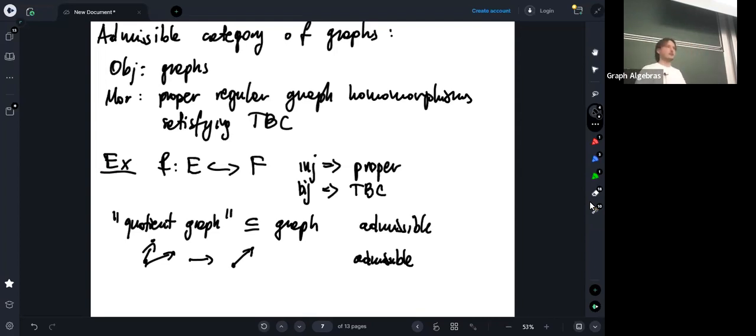Any other questions? So those quotient graphs are of this type, and then we can do folding, right?